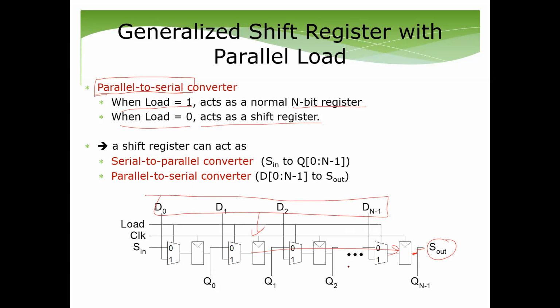Now, a shift register can also be used the other way around, as a serial to parallel converter. How? I will apply the data in serially. If I have 4 bits, suppose I have 1011, and I'll apply it serially in this register. So after 4 cycles, this register will hold the value 1, this register will hold the value 1, this will be 0, and this will be 1. After that, from here, I can read it out in parallel. So the same register can be used as a parallel to serial converter or a serial to parallel converter.